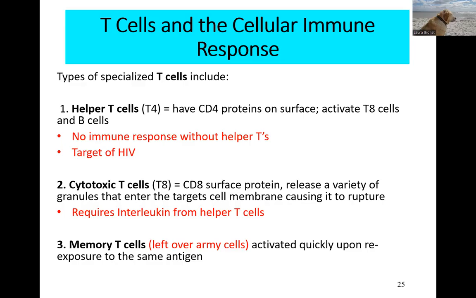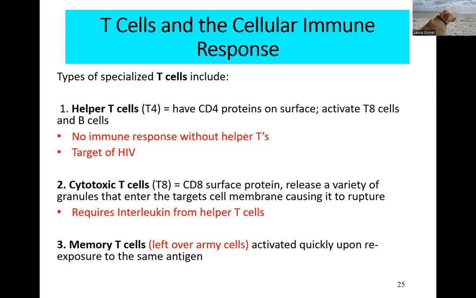Okay, helper T cells, sometimes referred to as T4 cells, have what's called a CD4 protein. That's why we call them a T4 cell. It's a type of protein on the surface. They activate the T8 lymphocytes, which are the cytotoxic cells, and your B lymphocytes or B cells. All right, so helper cells activate the cytotoxic lymphocytes and the B lymphocytes. No immune response is going to occur without the help of these helper T cells.